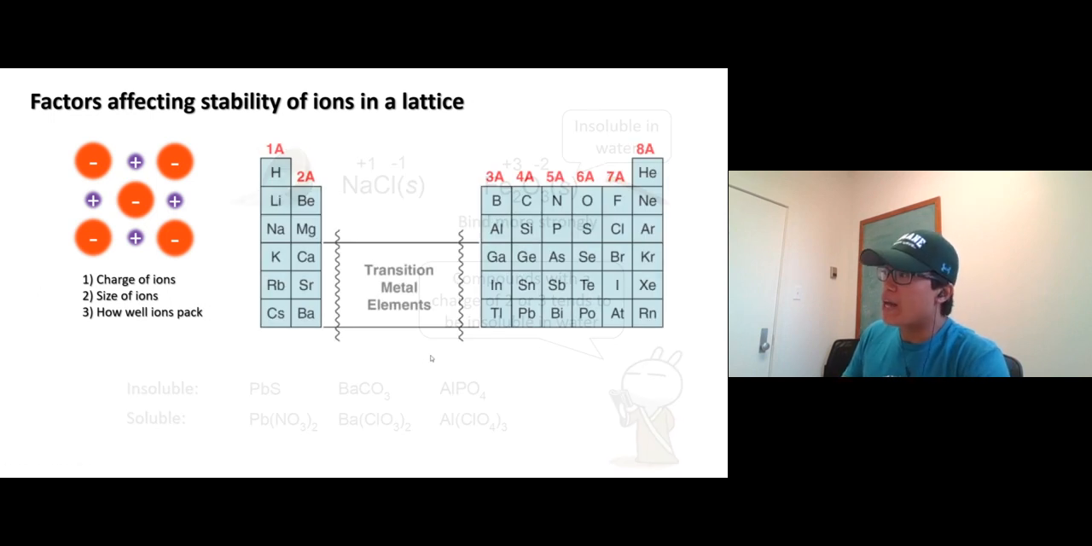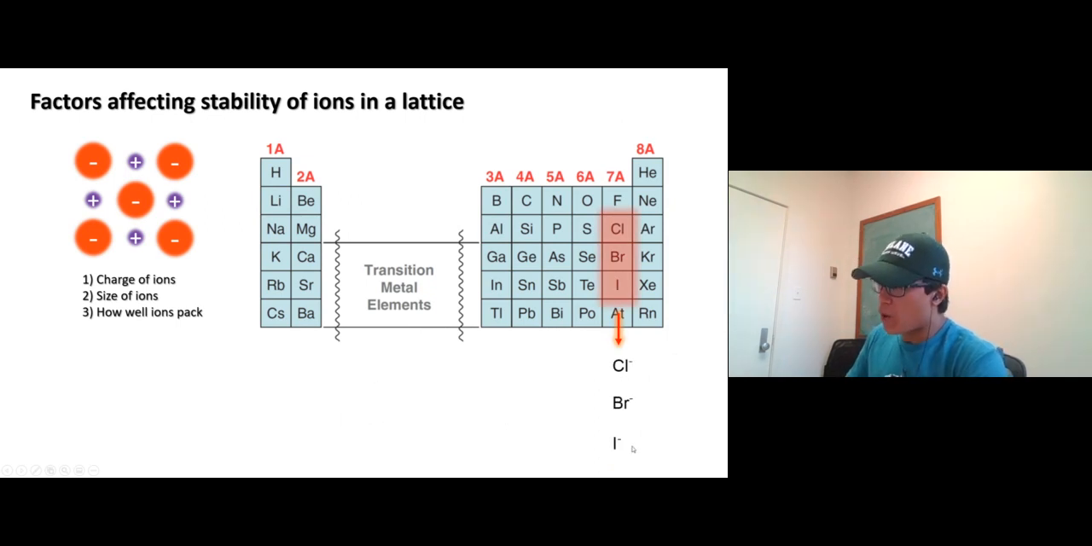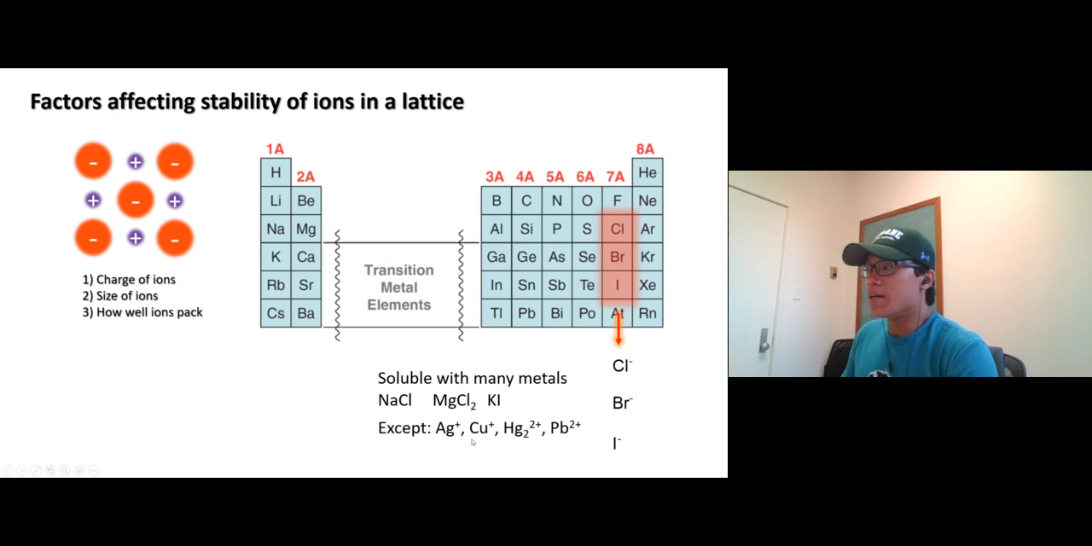I'll give you some examples. Halogens are really troublesome. Chloride, bromide, and iodide all have a -1 charge, so they're supposed to be soluble in water. And they are, with sodium, magnesium, and potassium, they're well soluble in water. However, there's an exception: silver, copper, mercury, and lead. When these 4 pair up with any of them, they become insoluble in water. No idea what's going on there.